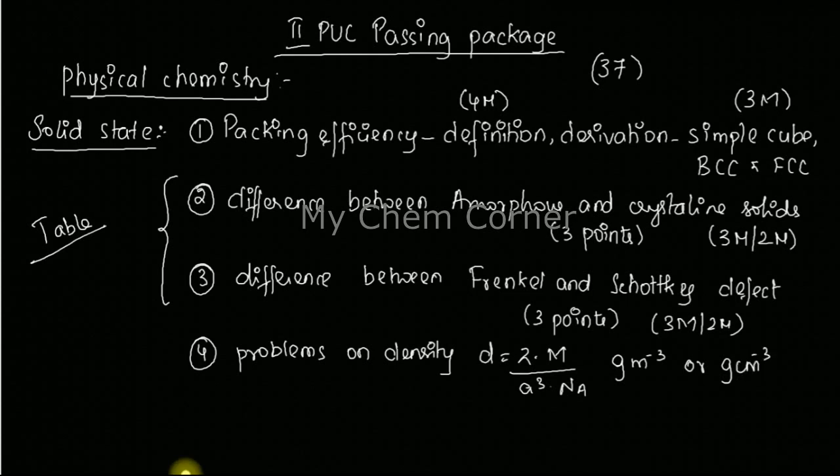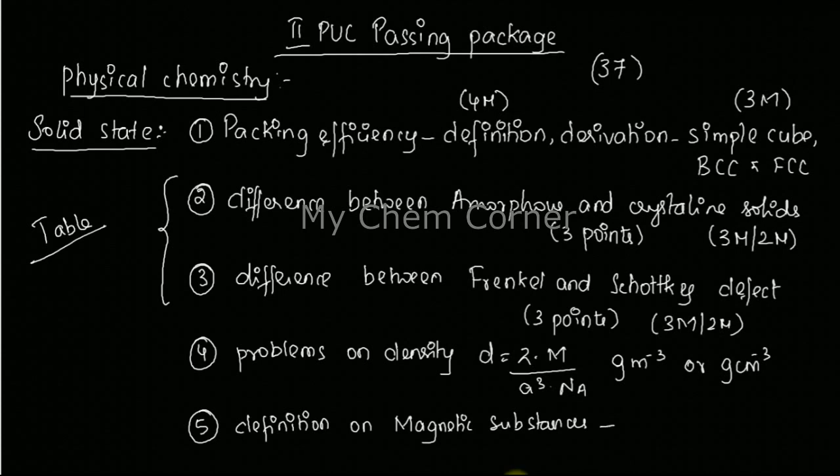Alright. Now, the next one that can be asked in this one is a definition on magnetic substances. So towards the end of the chapter, we have different types of magnets: ferromagnetic substances, antiferromagnetic substances. So any one definition of the magnetic substances with one example under each. Now this will be a 2-mark question. Density problem can also be another 2-mark question.